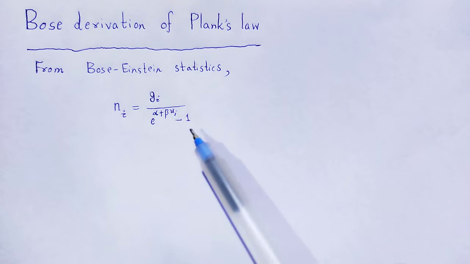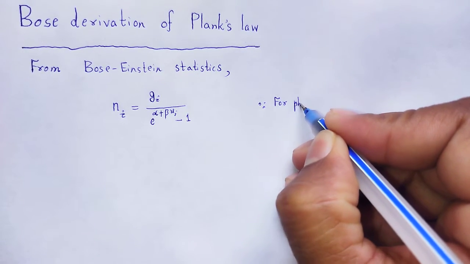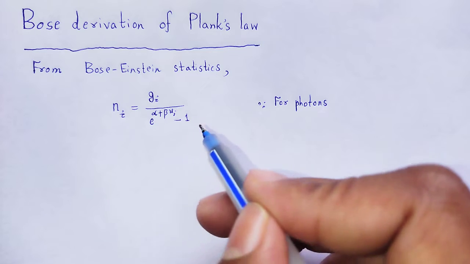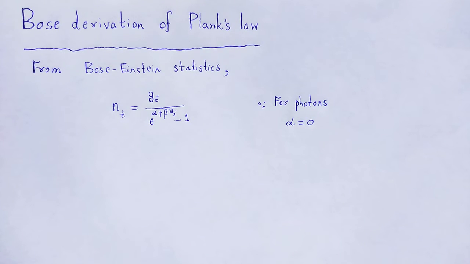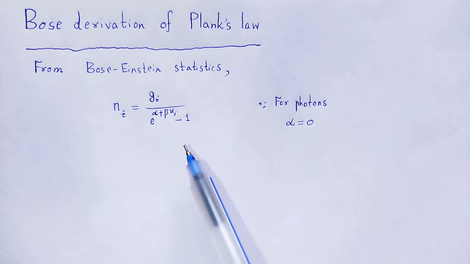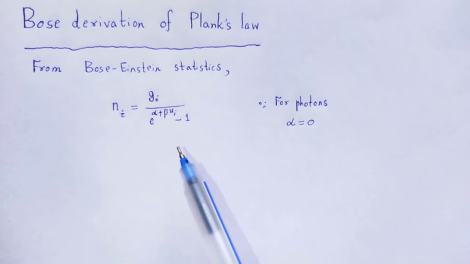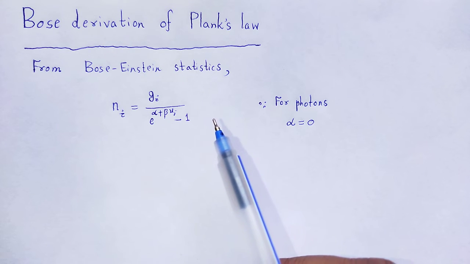So here the system consists of photons. For photons in that system, the constant alpha will be 0. Why? When we derive that statistical formula, we consider the total number of particles within the system to be constant, meaning the change in total number of particles, summation over dNi, is equal to 0, and alpha, a constant, is multiplied to that particular term. Means alpha into summation over dNi is equal to 0.